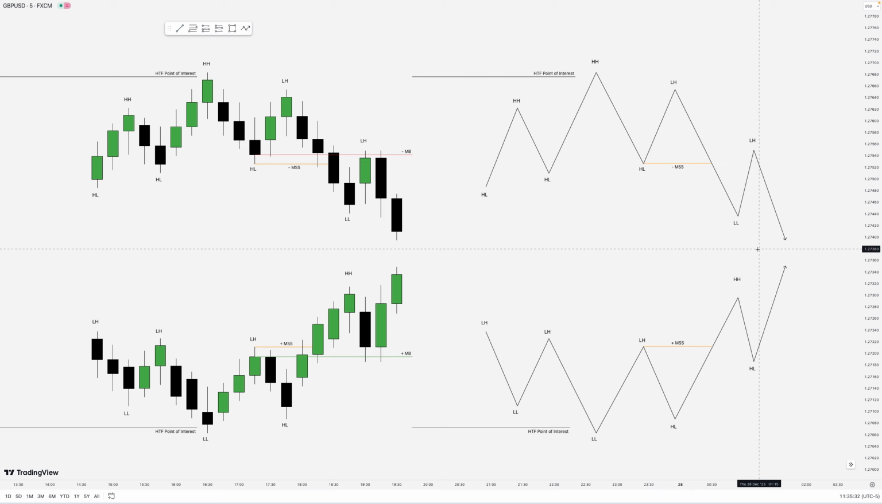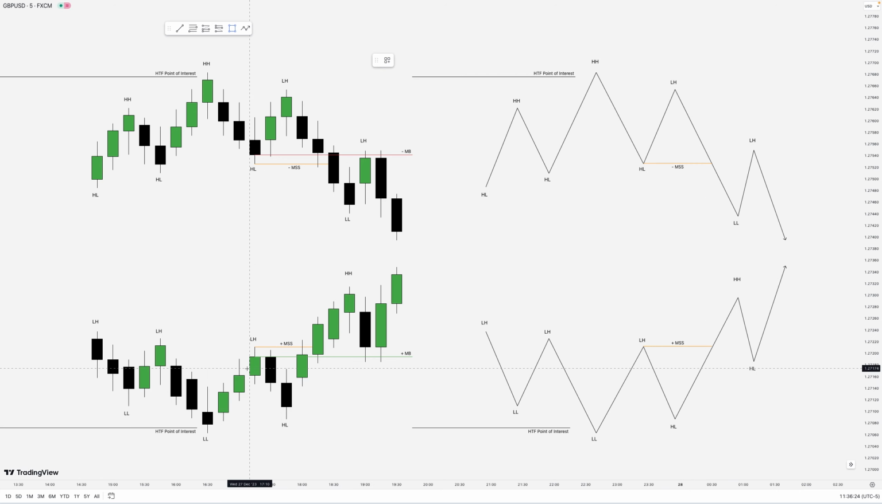So now that we have reached a higher time frame point of interest, followed by an inability to create new higher highs and lower lows, followed by a market structure shift, where is our mitigation block? A bearish mitigation block resides in the last down close candle which formed in this price swing, and a bullish mitigation block resides in the last up close candle which formed in this price swing.